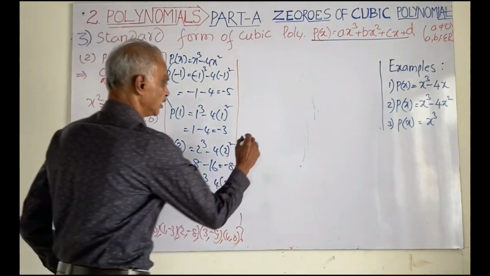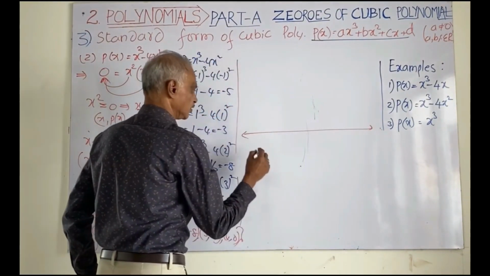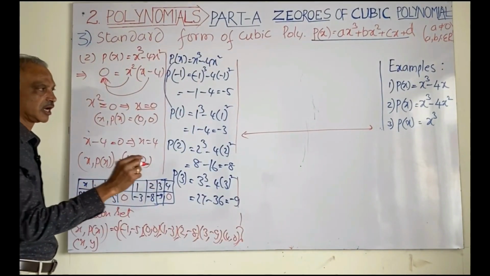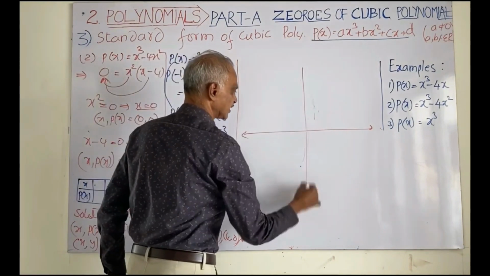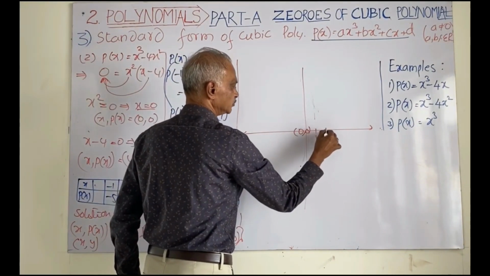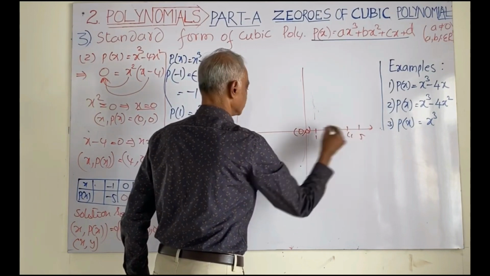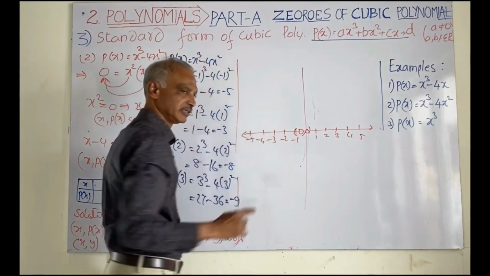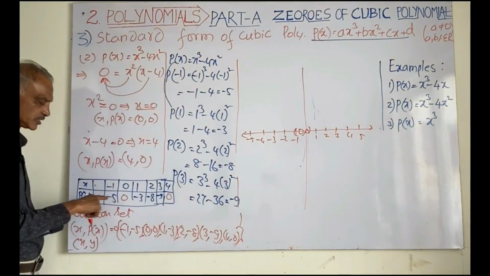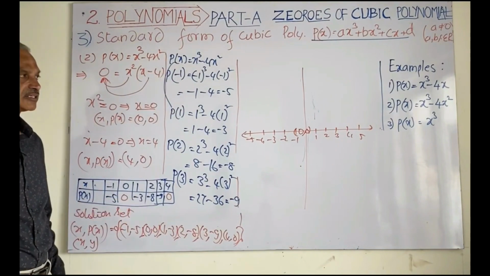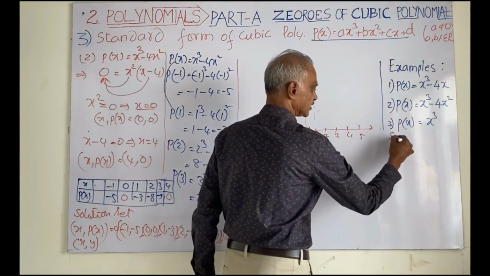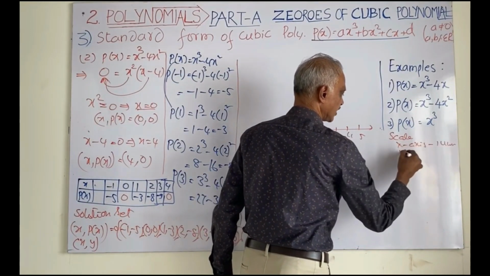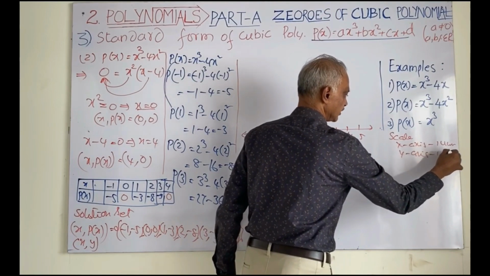First you have to draw the x-axis. What are the x coordinates? 0, 1, 2, 3, 4, minus 1. On the x-axis, take the origin, then 1, 2, 3, 4, 5, and minus 1, minus 2, minus 3, minus 4, minus 5. What are the y coordinates? Minus 5, minus 3. What is the scale? We have to take the scale. On the x-axis, 1 unit. Y-axis also 1 unit.